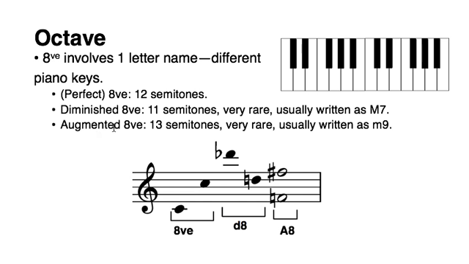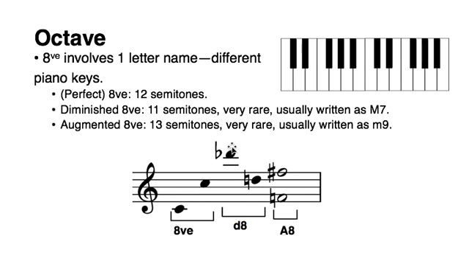Or an augmented octave is one that includes more than 12 semitones, 13 semitones. So you're adding an accidental, so it's bigger than 12 semitones. And very rare too, and it's usually written as a minor ninth. So here are a couple of examples. Here, starting from the same notes that we started before, is an ascending melodic octave, or a perfect octave.